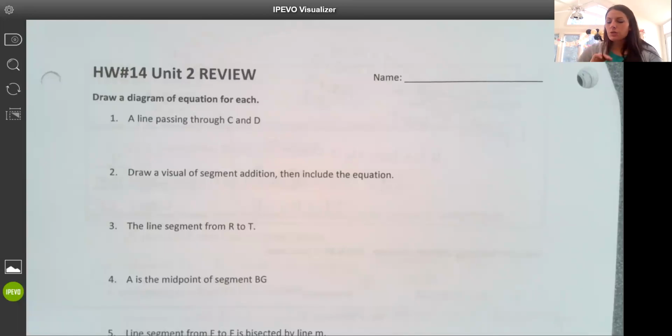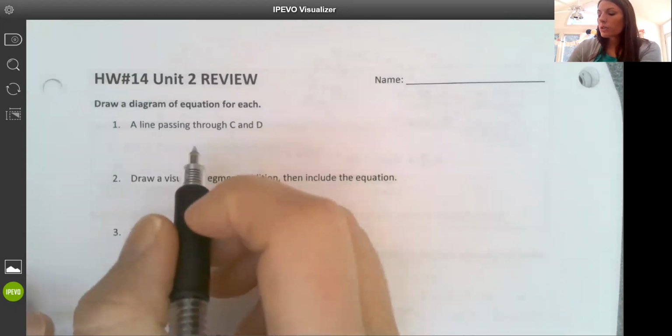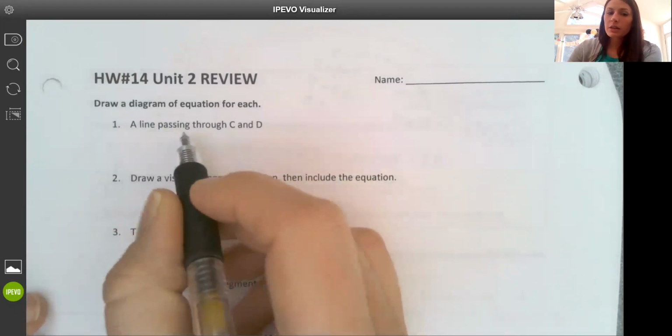Okay, so I'm just going to record myself going through the unit review so that as you're preparing for your test, whether it be on Friday or next Monday, you have something to refer to. The first part of our unit was drawing diagrams. All I'm doing here is whatever it describes, that's what I'm drawing.